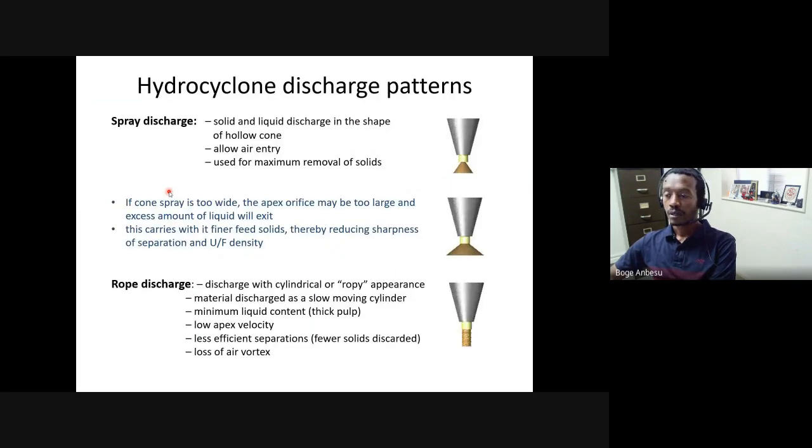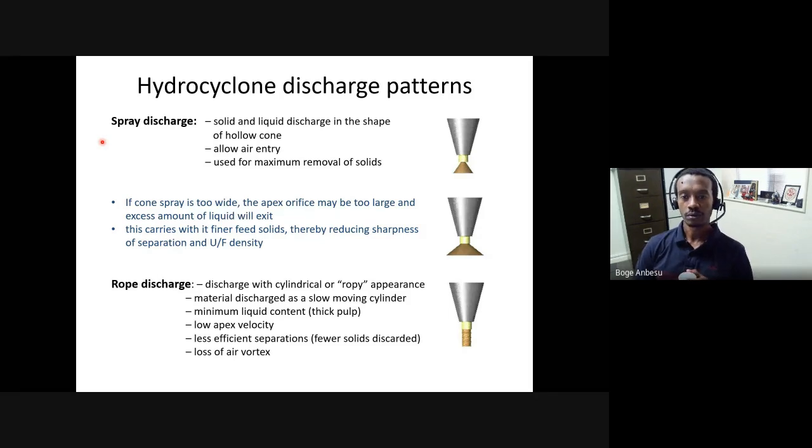Because I'm probably going to talk a little bit like this, maybe it's good to stop and see if you guys have a question so far. Do you guys understand, or at least do you have an idea of how a cyclone works, or is it too confusing? Let me know if there are any questions, at least in terms of how a hydrocyclone works. If it's all clear, then we can continue.